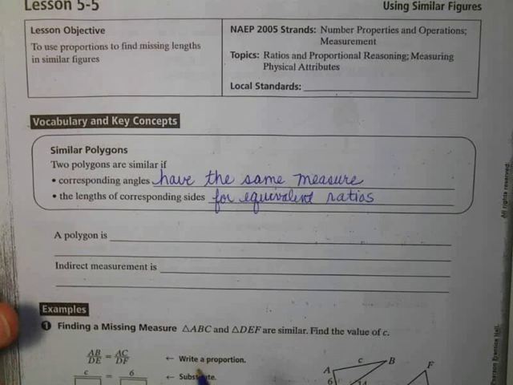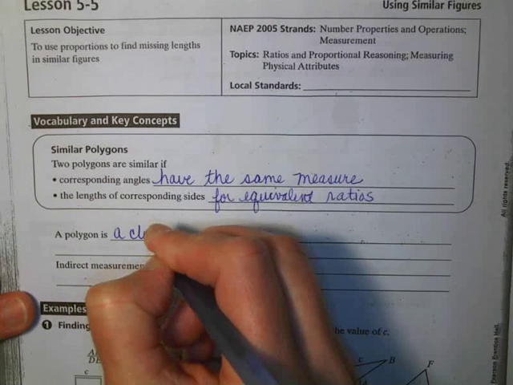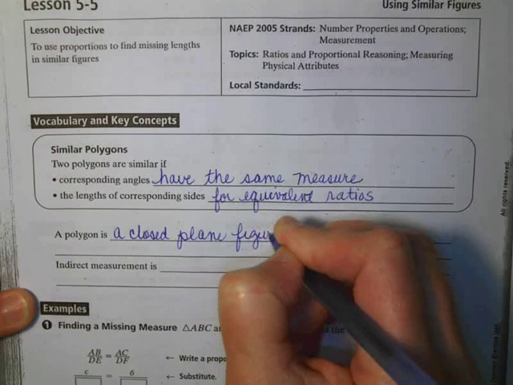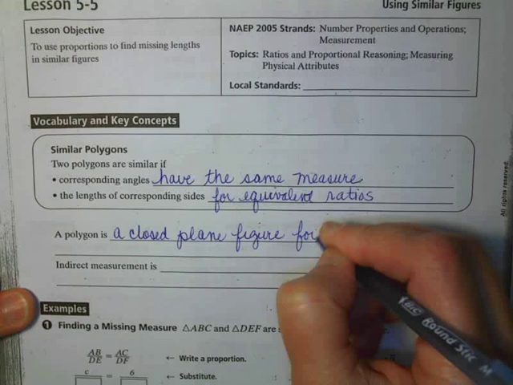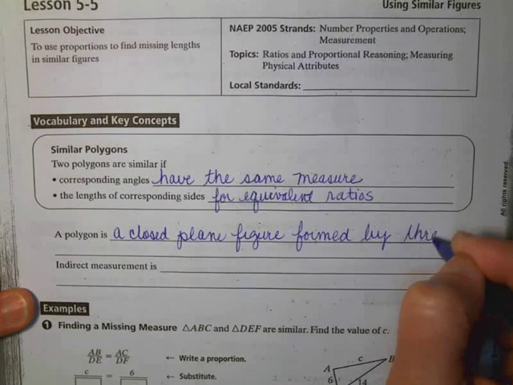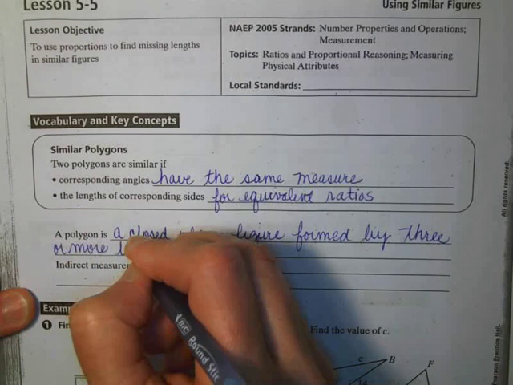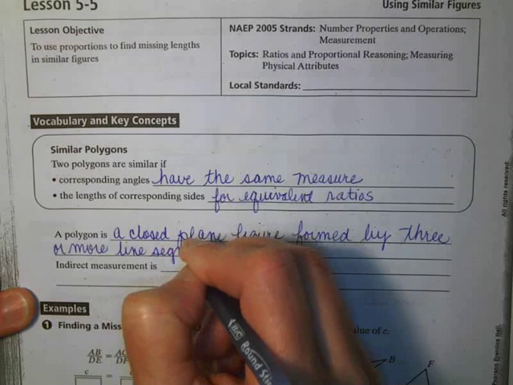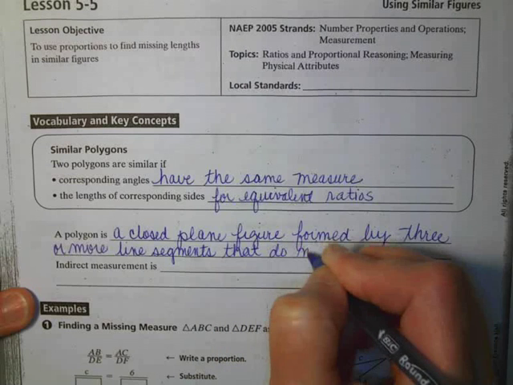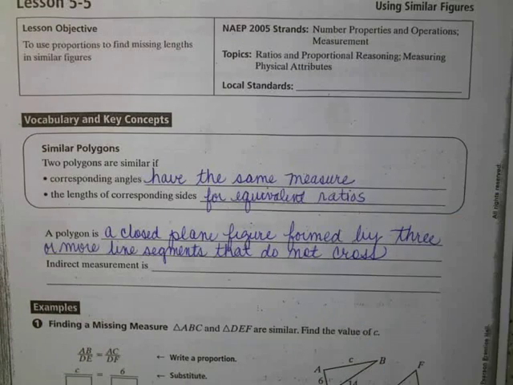We have a couple of other definitions. One is a polygon, and a polygon is a closed plane figure formed by three or more line segments that do not cross. Okay, they'll meet, but they won't cross each other.